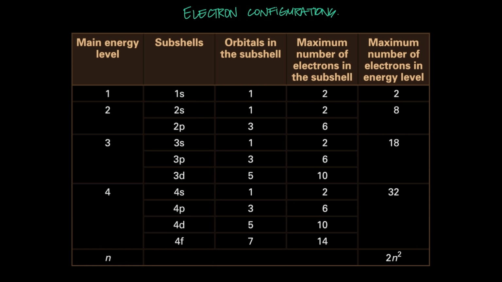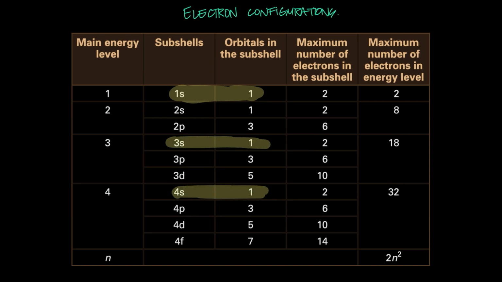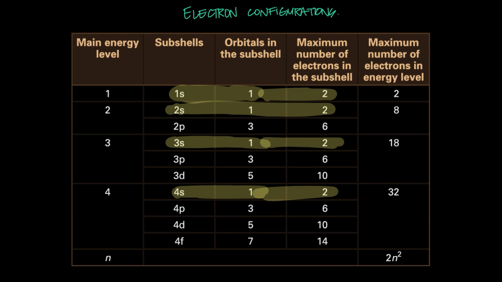So the 1s subshell has only one orbital, and that can take a maximum of 2 electrons. Each shell will have at least an s subshell: 1 has 1s, 2 has 2s, 3 has 3s, 4 has 4s, and 5 will have 5s. Each of these has only one orbital in that subshell. And each orbital can have a maximum of how many electrons? 2. So the first shell has a 1s, one orbital, 2 electrons. The second shell, 2s, one orbital, 2 electrons. The third shell, 3s, one orbital, 2 electrons.